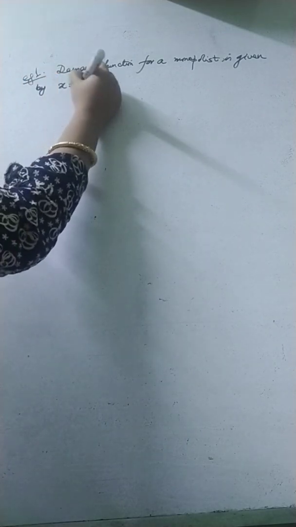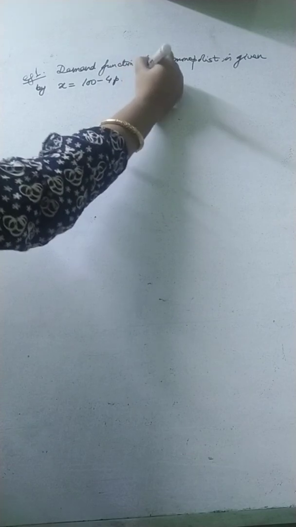The question says the demand function for a monopolist. Monopolist means he is the only person in this business. That is why he is a monopolist. Whatever the business is, we are not concerned with that. So the demand function for a monopolist is given by x = 100 - 4p.